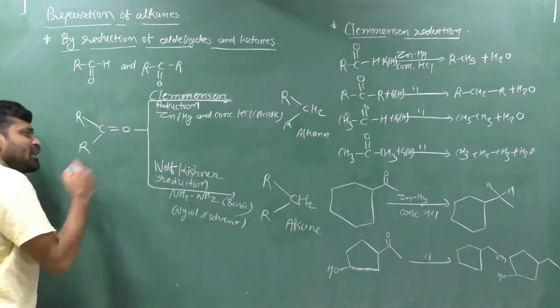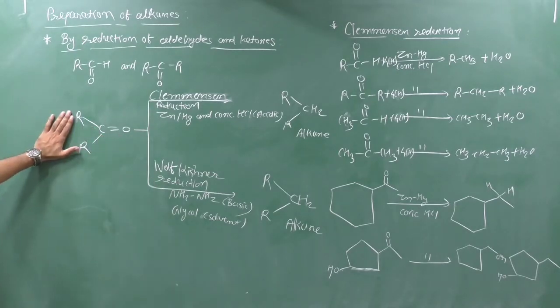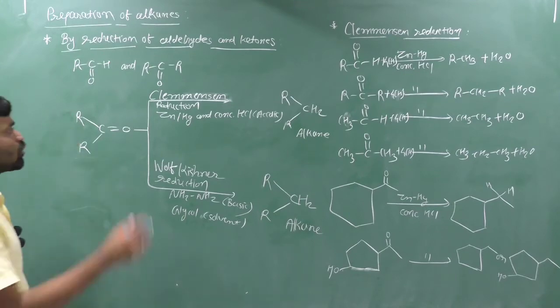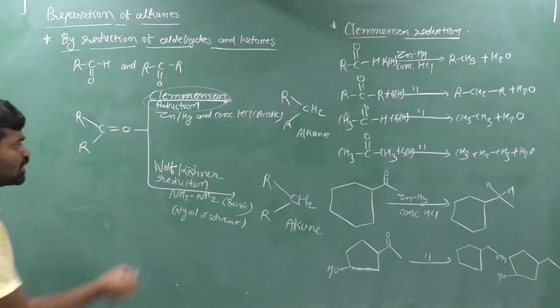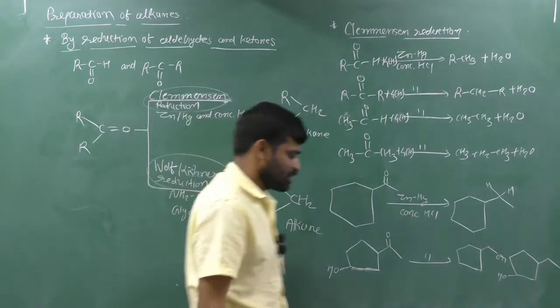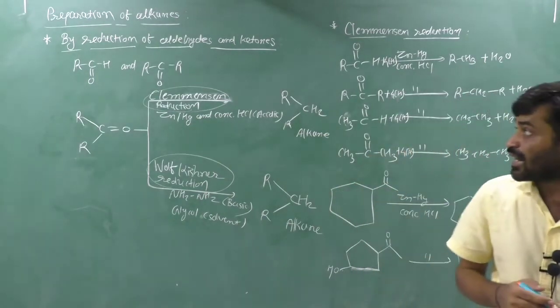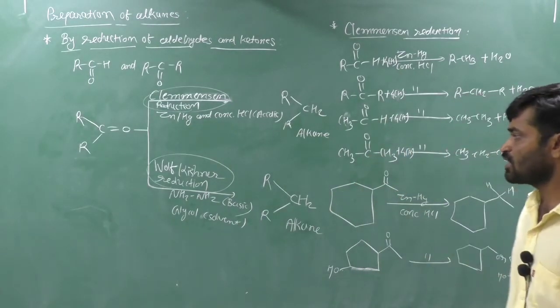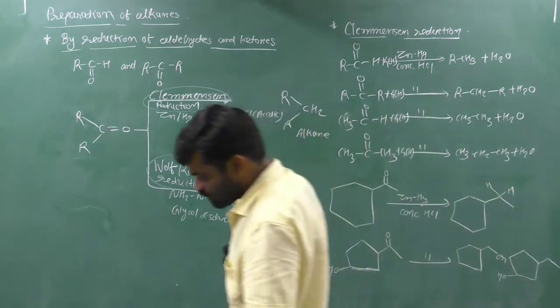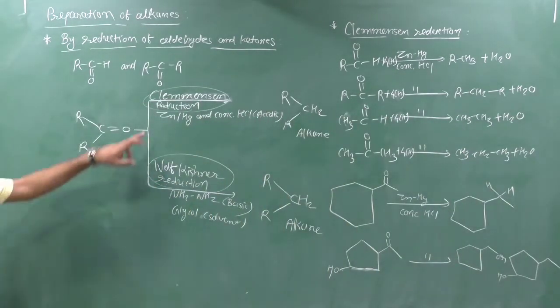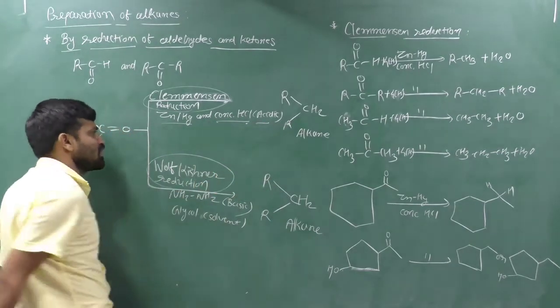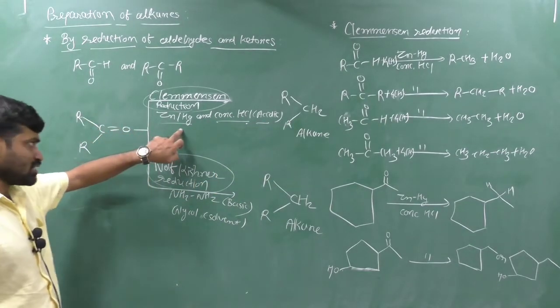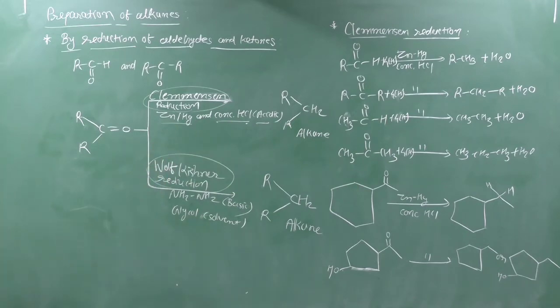Here we take only a ketone, but these reactions are possible in aldehyde also, clear. There are two methods to reduce aldehyde and ketone into alkane. The first one is Clemmensen reduction and the second one is Wolff-Kishner reduction. What is the reagent we use for the Clemmensen reduction? It is ZnHg and concentrated HCl. Remember that it is acidic media.